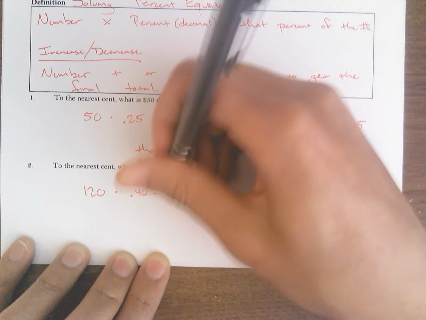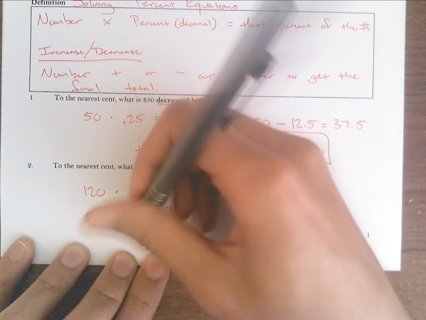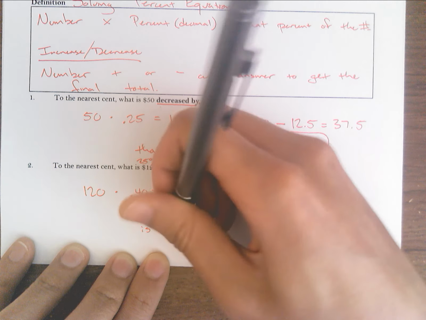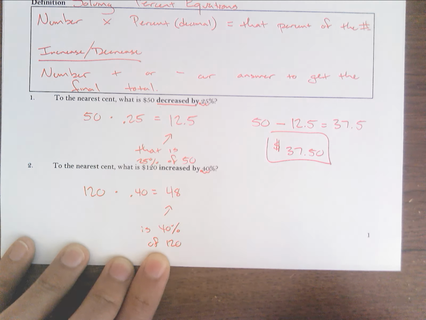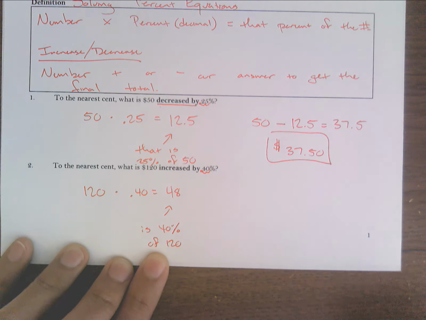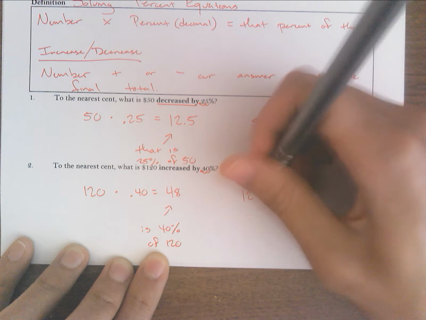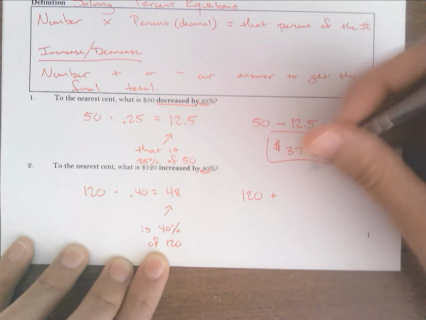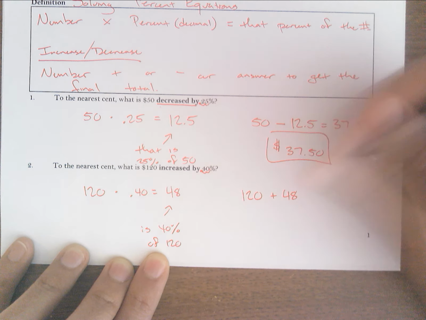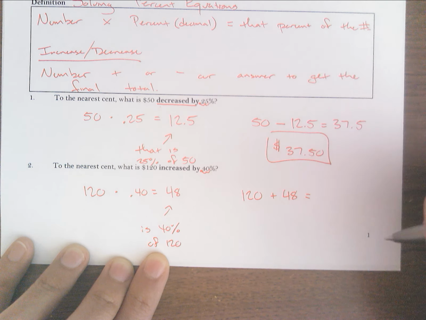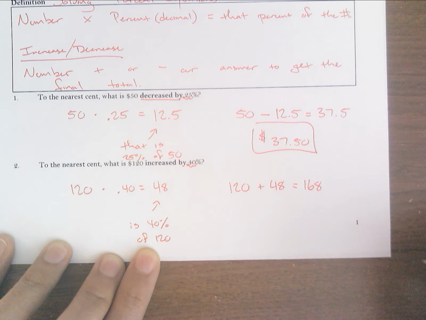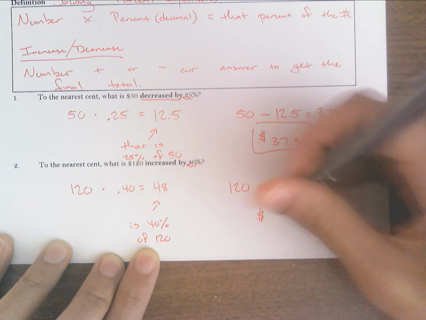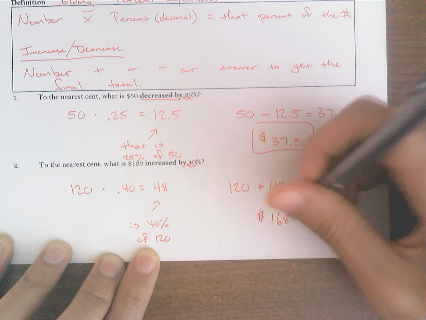So this is 48. And as a reminder, this is the 40% of 120. So now let's see what that 40% increase looks like, or 48 more than 120. So we're going to take our 120, and increase it by 48, the 40%. And that gives us a total of 168. And again, as dollars, we've got $168.00.